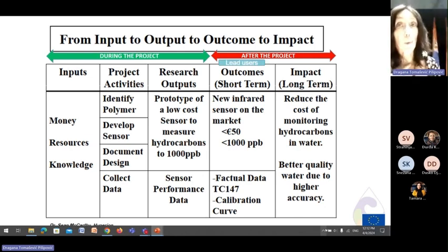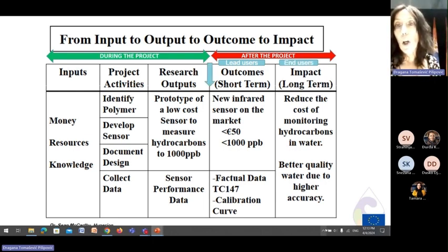You need lead users. They take the result of your project, process them, and produce what is called the short-term impact. They produce the outcomes. In this case, the lead users are industries that test your prototype in an industrially relevant environment, and they do all the process of putting it on the market. And then you have a new infrared sensor on the market. This is the short-term impact, right?